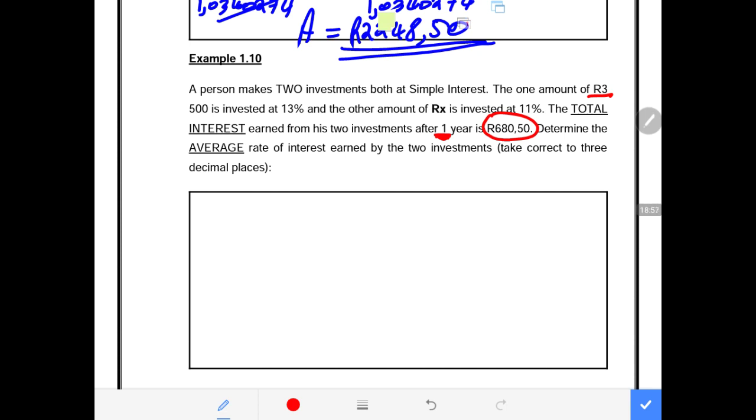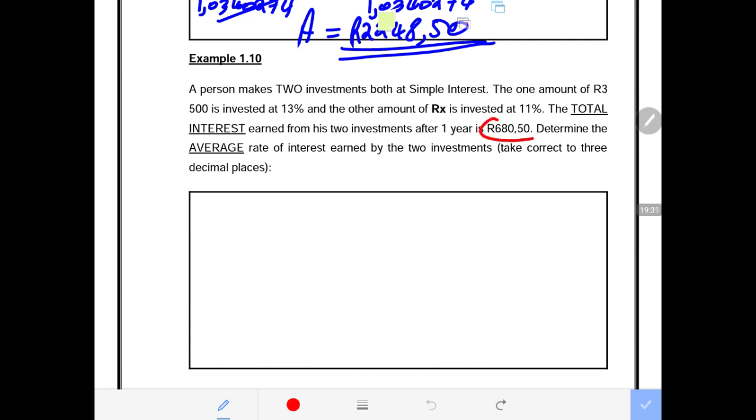In this case, we are calculating the average rate of interest, and when they say average, keep it average. Remember, the average will be total interest earned divided by total investment. So now let us first calculate the amount that was invested in the second investment. How do we do that?